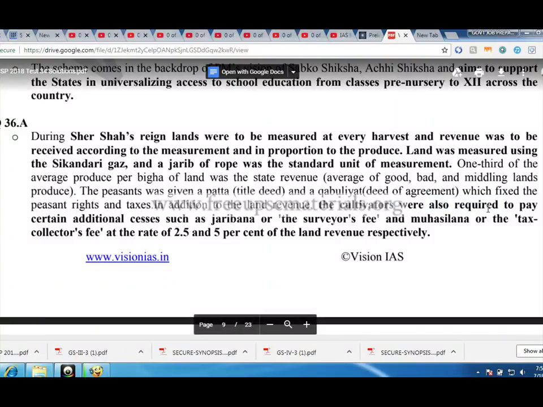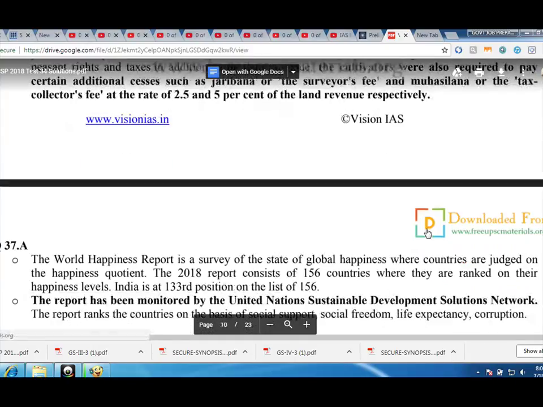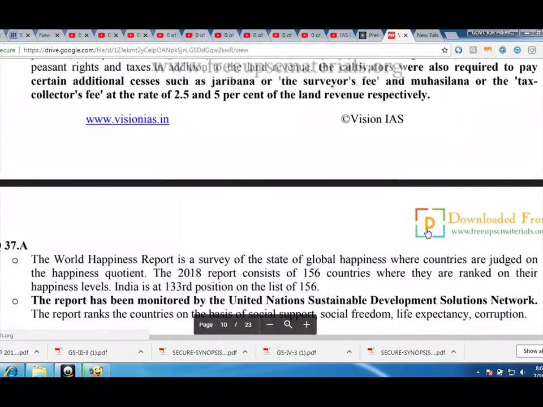In addition to the land revenue, the cultivators were also required to pay certain additional cesses such as charabana, or the surveyor's fee, and muhasilana, for the tax collector's fee, at the rate of 2.5 and 5% of the land revenue respectively.